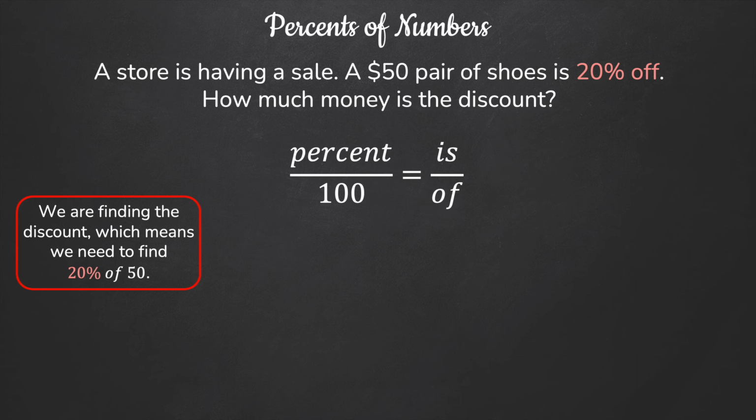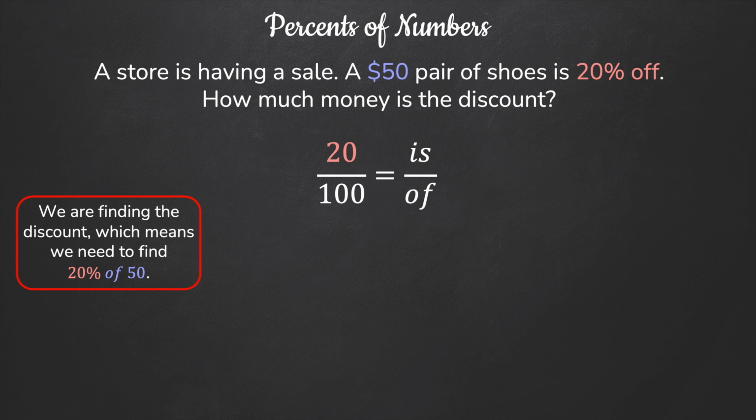Well, to start us off, we know that the percentage is 20. So we're going to replace the word percent with 20. And now we have 20 out of 100, which is perfect because percents are out of 100. And 20 over 100 represents 20%. We know that the total cost of the shoes before the discount is $50, so we're going to replace this denominator with 50 because that's the total cost of the shoes. That is 100% of the cost of the shoes, and we're going to use this information to find the discount we're going to get on these shoes.